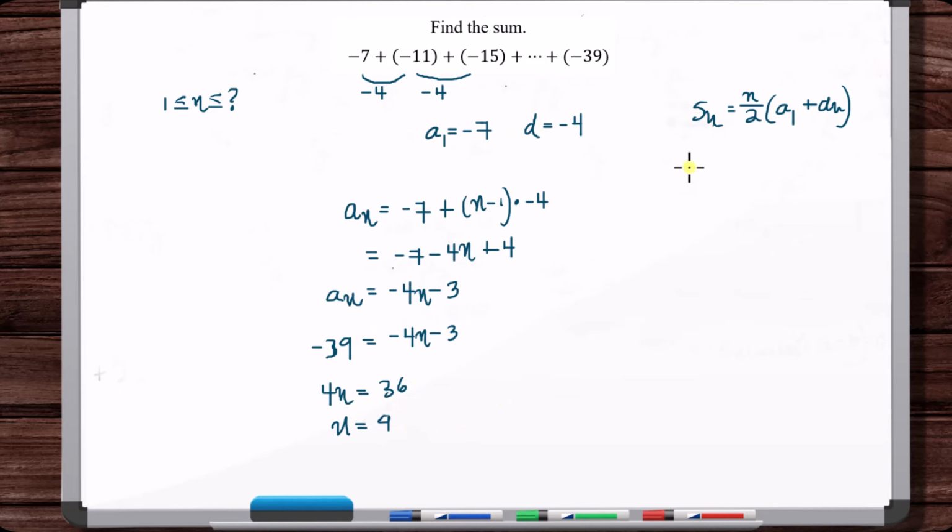Okay, so now we have everything we need. We know that S, the sum of the first 9 terms, is 9 divided by 2. We know a sub 1 is minus 7. You need to get your signs right. Plus a sub n, so plus negative 39.